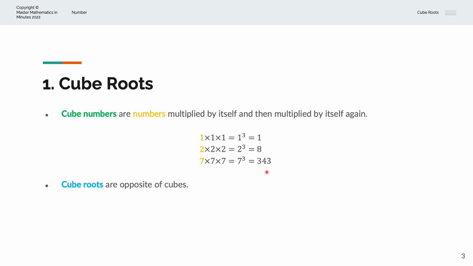So, cube roots are the opposite of cubes. It allows us to move from the right-hand side back to the left-hand side to obtain the original number. Let's consider the following examples.